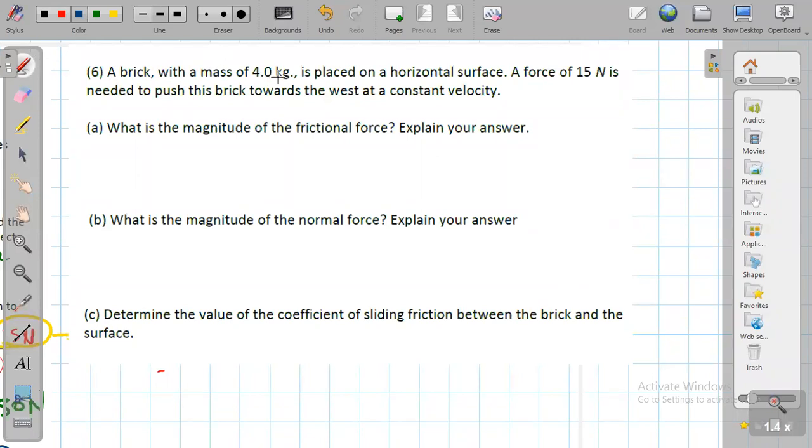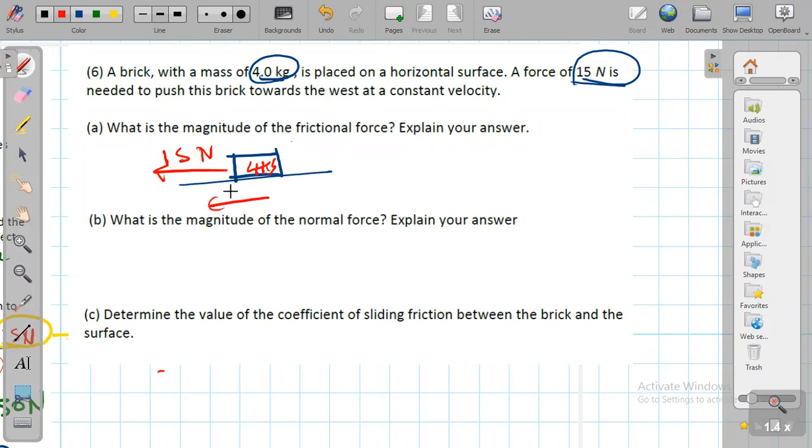A brick with mass of 4 kilograms is placed on a horizontal surface. The force of 15 Newton is needed to push the brick towards the west with constant velocity. So it's like a 4 kg brick, and a force of 15 Newton is put on the brick towards the west with a constant velocity. The velocity is going to be constant.